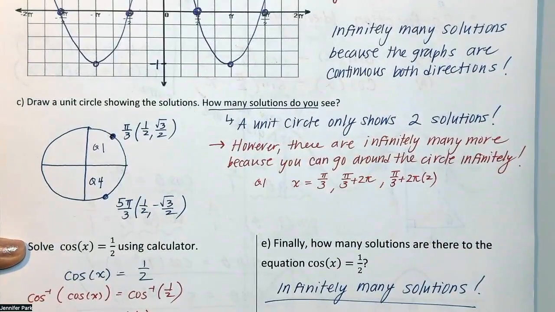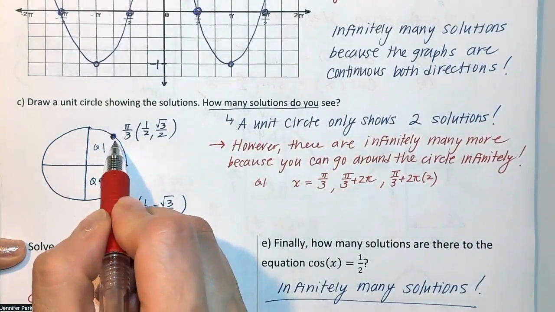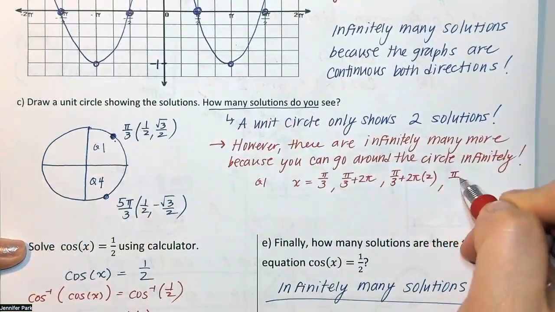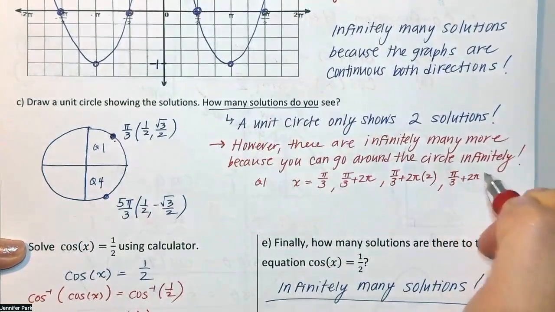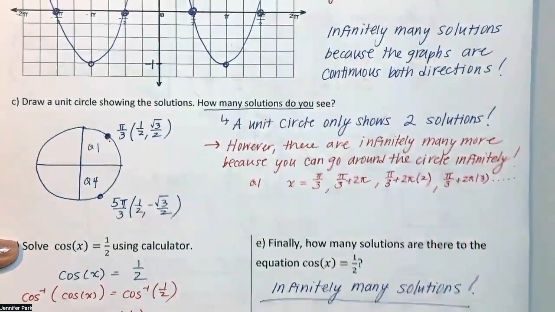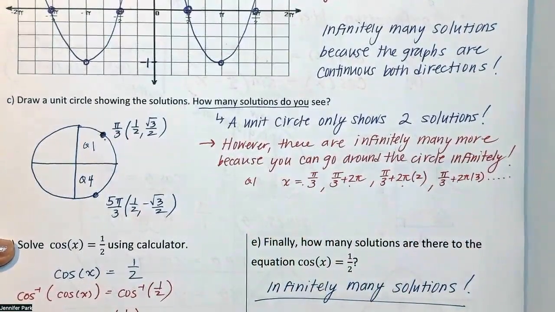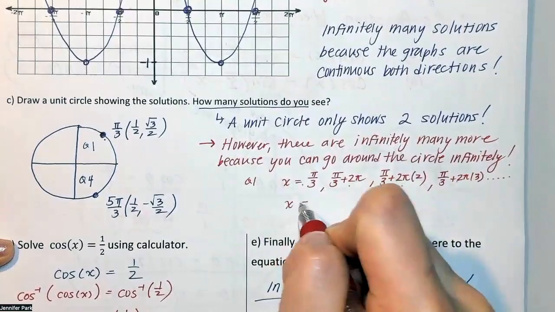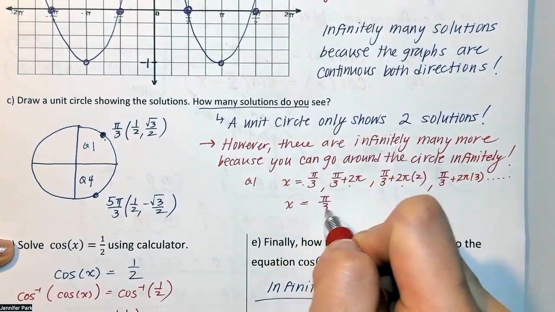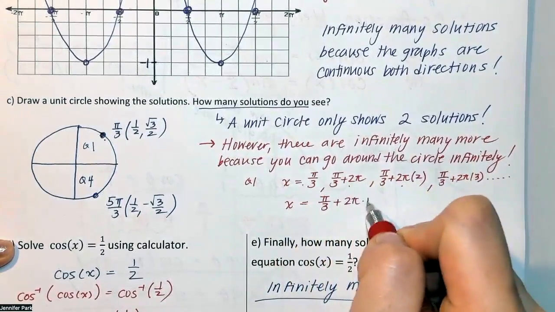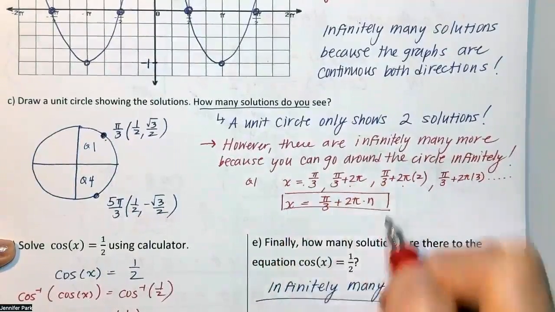that's another answer. And then you can go around the circle again from that position, adding another 2 pi, and you can keep going. Therefore, since we can't list every single answer, we write our answer as an equation: pi over 3 plus 2 pi times n. We write it as an equation.